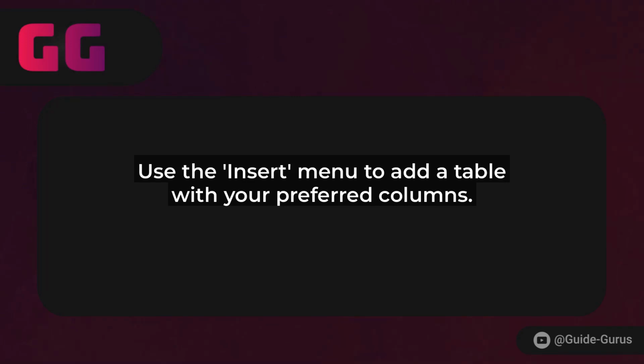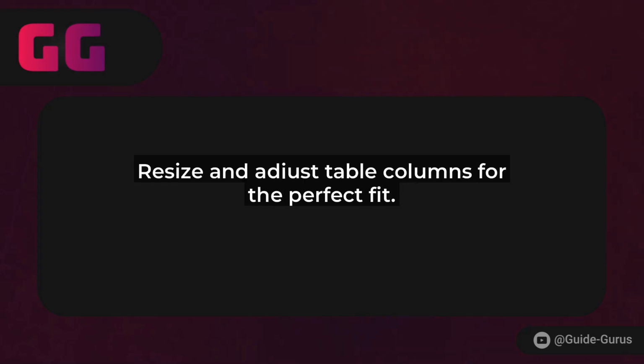Click on Insert in the top menu, then hover over Table and choose the number of rows and columns you need. For example, if you want 2 columns, select a 1x2 table to keep it simple. Once your table is inserted, you can resize it by dragging the corners or adjusting the column widths. Just click and drag the lines between the columns to make them even or customized.